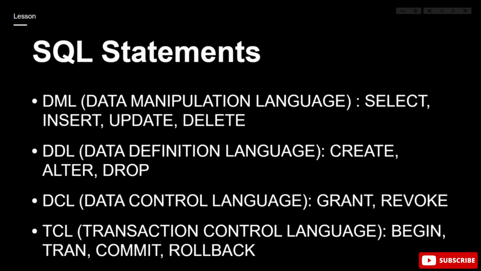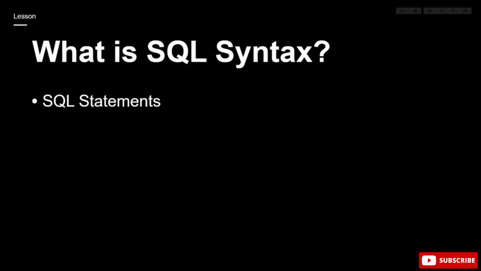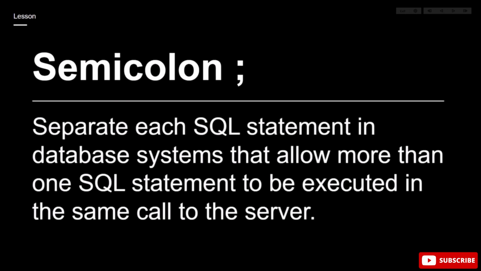Now let's talk about the next concept. Our next concept in this lesson is the semicolon in SQL programming. Why do we use a semicolon in SQL? We use a semicolon in SQL to separate each statement in database systems that allow more than one SQL statement to be executed in the same call to the server. To separate statements or to mark the end of a statement in SQL, we use a semicolon at the end of the statement. That's it, simply. And this is a standard way to separate SQL statements in the source code.